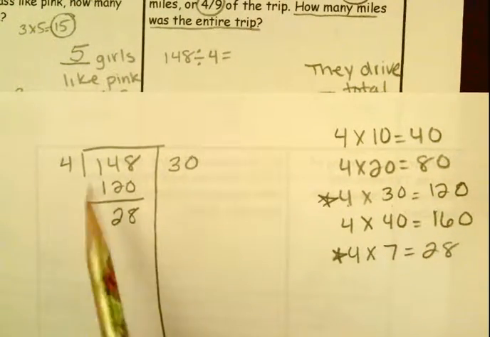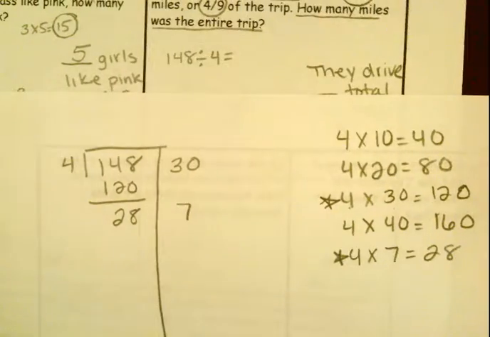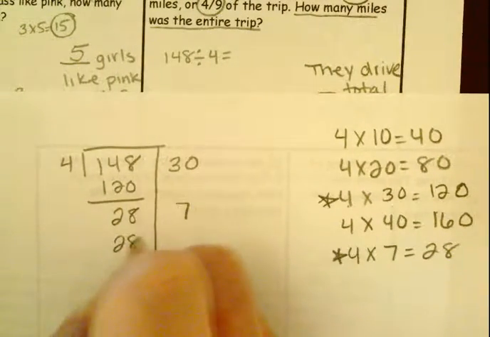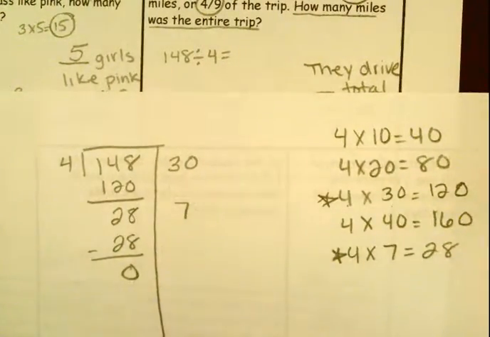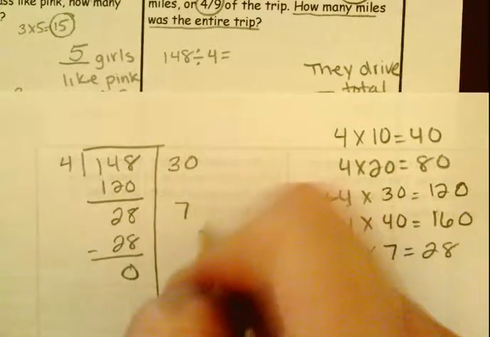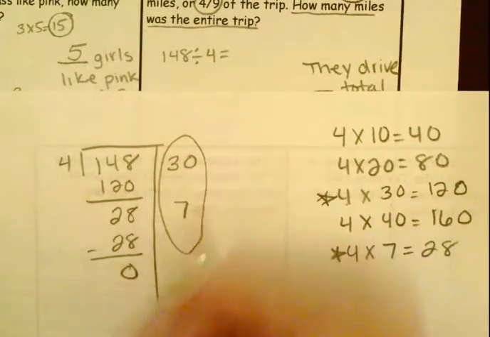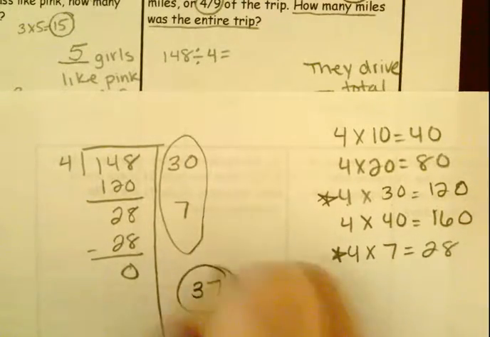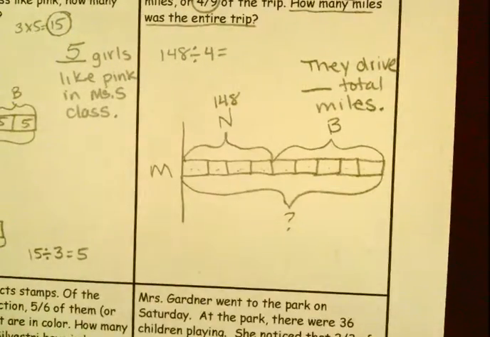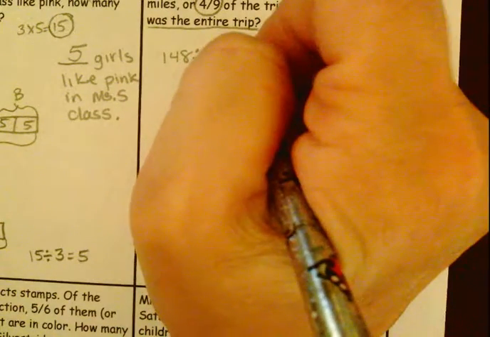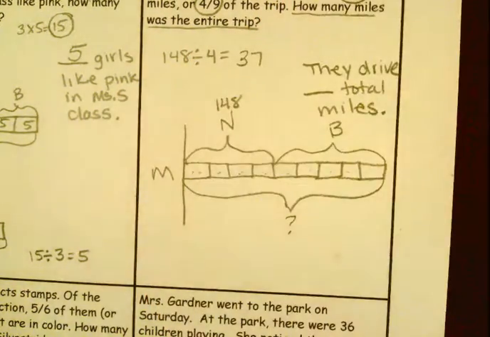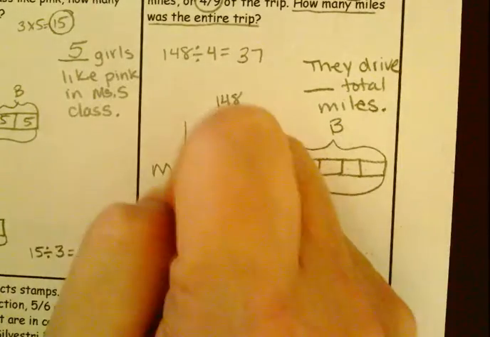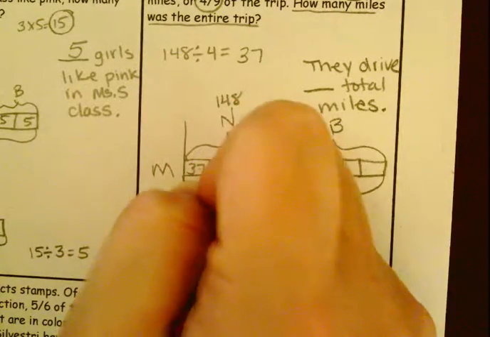So that's the other guy I'm going to use. I've already got my 4. Here's where I put my 7. I'm going to put my 28 over there and subtract. So I'm left with no remainder, nothing left. And I'm going to add these 2 up, the 30 and the 7, so my answer is 37. So 148 divided by 4 is 37. So 37 is what's going to go in each of my units here.